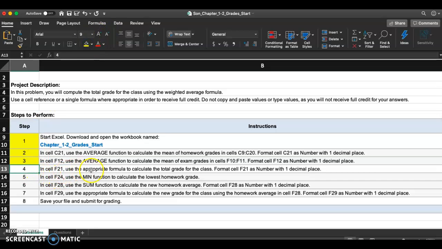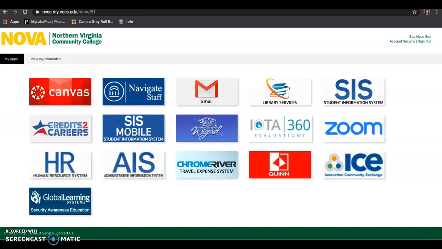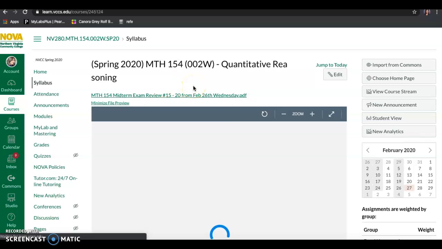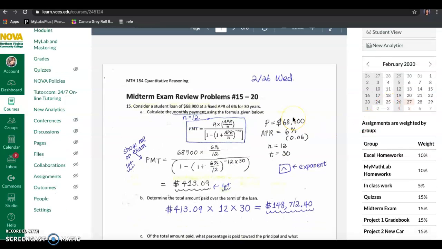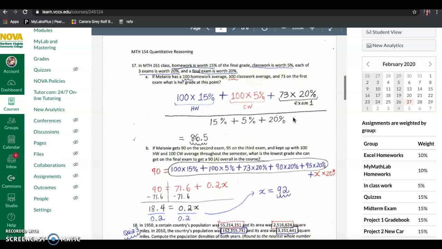Step 4. In cell F21, use the appropriate formula to calculate the total grade for the class. Format cell F21 as number with one decimal place. Now, this is the one that I wanted you to practice this weekend. I know we did an exam review problem. Let me show you, if you weren't in class, where is it? You know how I scan the notes from every class, and on Wednesday we only did exam review problems because we were done with Chapter 3. If you go to the second page, this is it. Number 17, review this for me, because we haven't done a weighted average problem in a while.